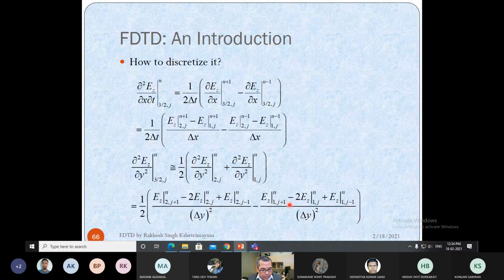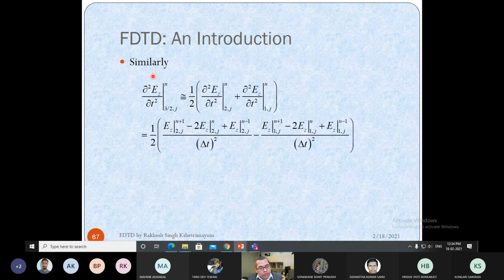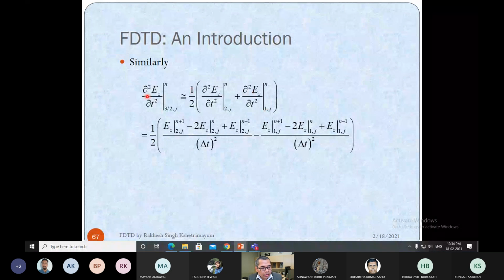1 comma j plus 1, 1 comma j, 1 minus 1 j minus 1, divided by delta y. You can also do the time derivative, the double derivative with respect to time of Ez at the nth time instant, 3 by 2j. I want to make it over integer space step, so I just change it to the average of 2 comma j and 1 comma j. Half of that I will get this value here.